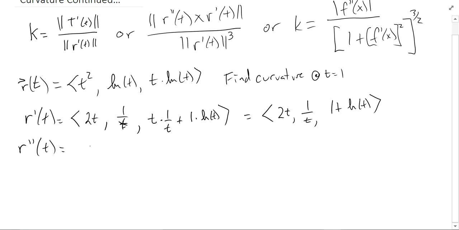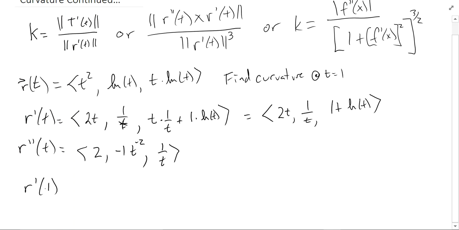And then I need r double prime of t. The derivative of 2t is going to be 2. Here you've got t to the minus 1, and the derivative of that is going to be minus 1 times t to the minus 2. The derivative of 1 plus the natural log of t is going to be 1 over t. Alright, those are all the pieces I need. And the nice thing is we're trying to find it at a specific point, so I can find out what those actual vectors are.